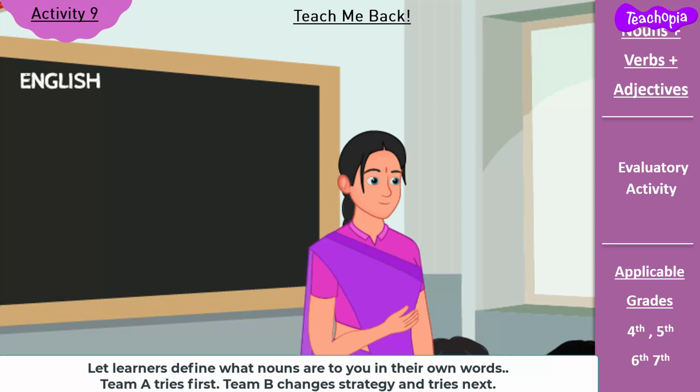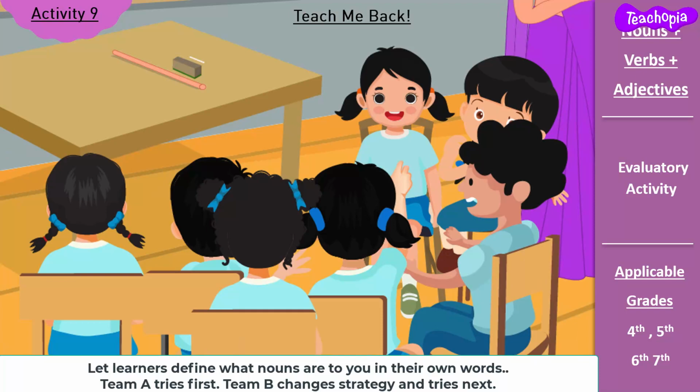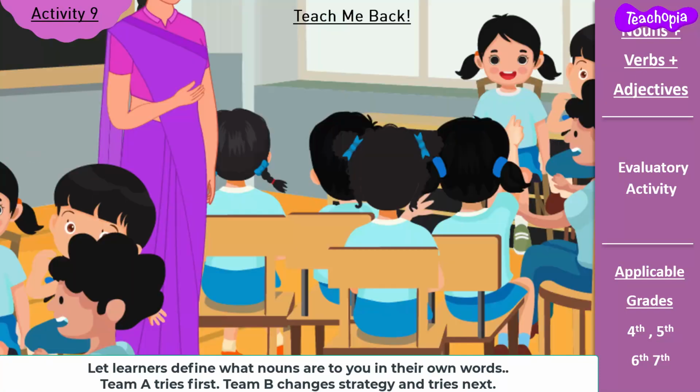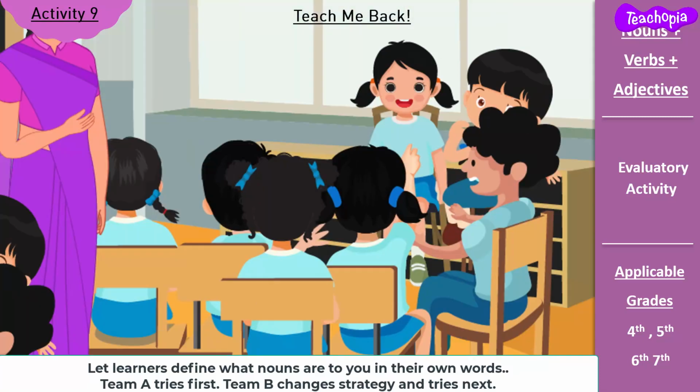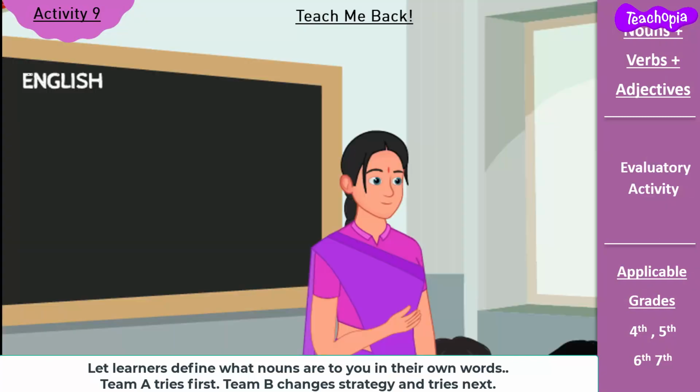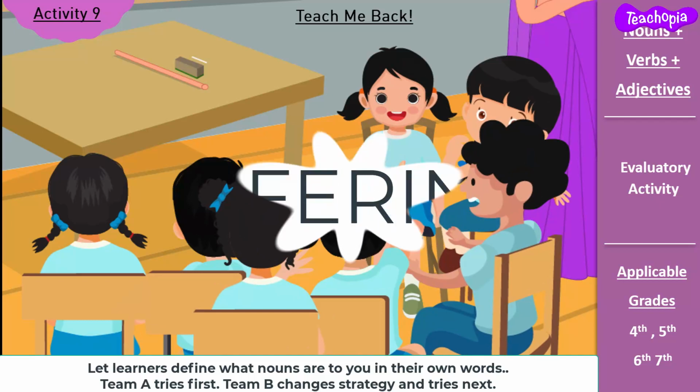For this method of evaluation, create small groups of learners. Assign a common concept to all the groups of learners. Ask them to discuss within their groups and prepare themselves to teach that concept to you. Tell them, I am now a student and you are my teachers. You have to teach me what are verbs. Can you do that? Think and discuss how you all can teach me the concept of verbs.